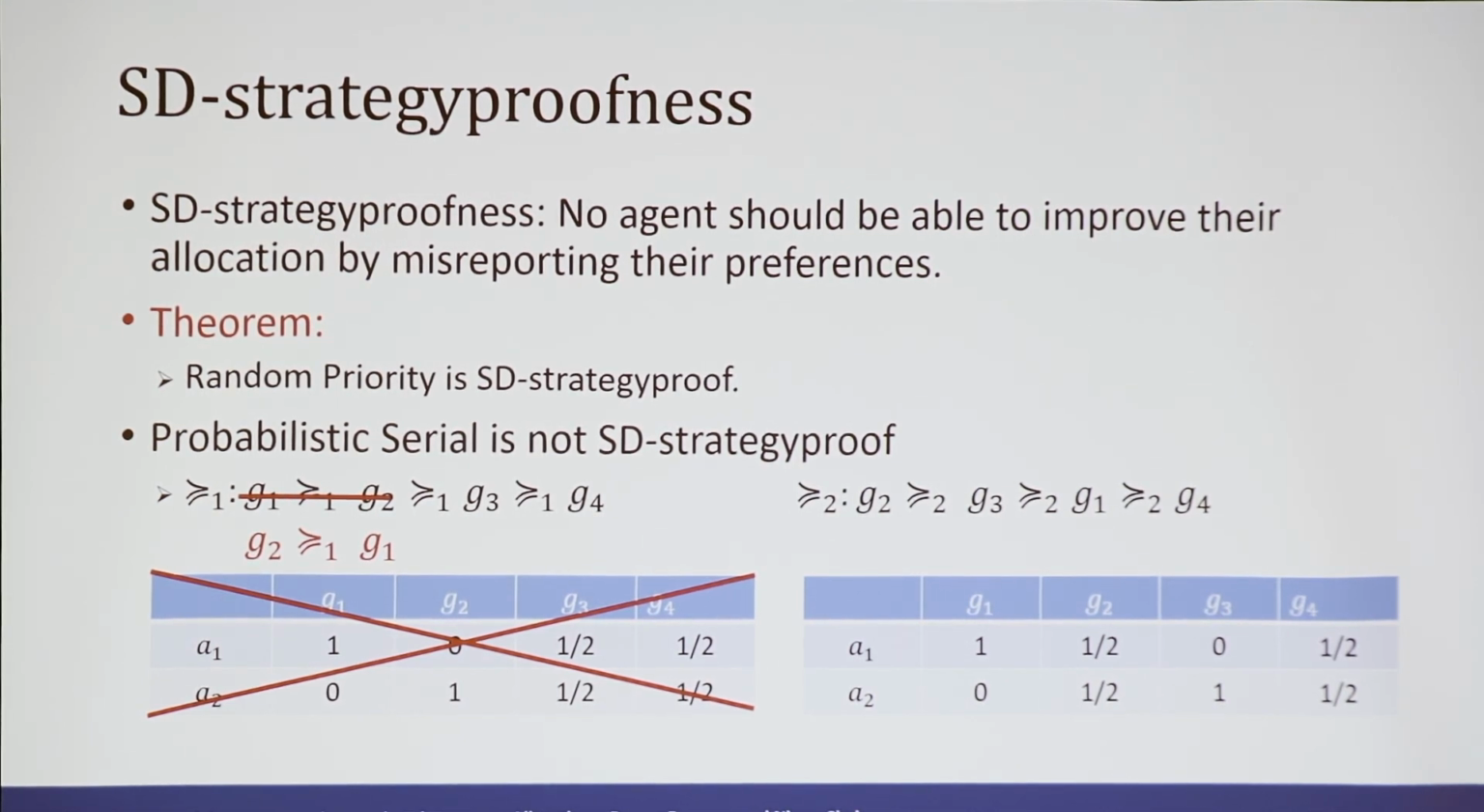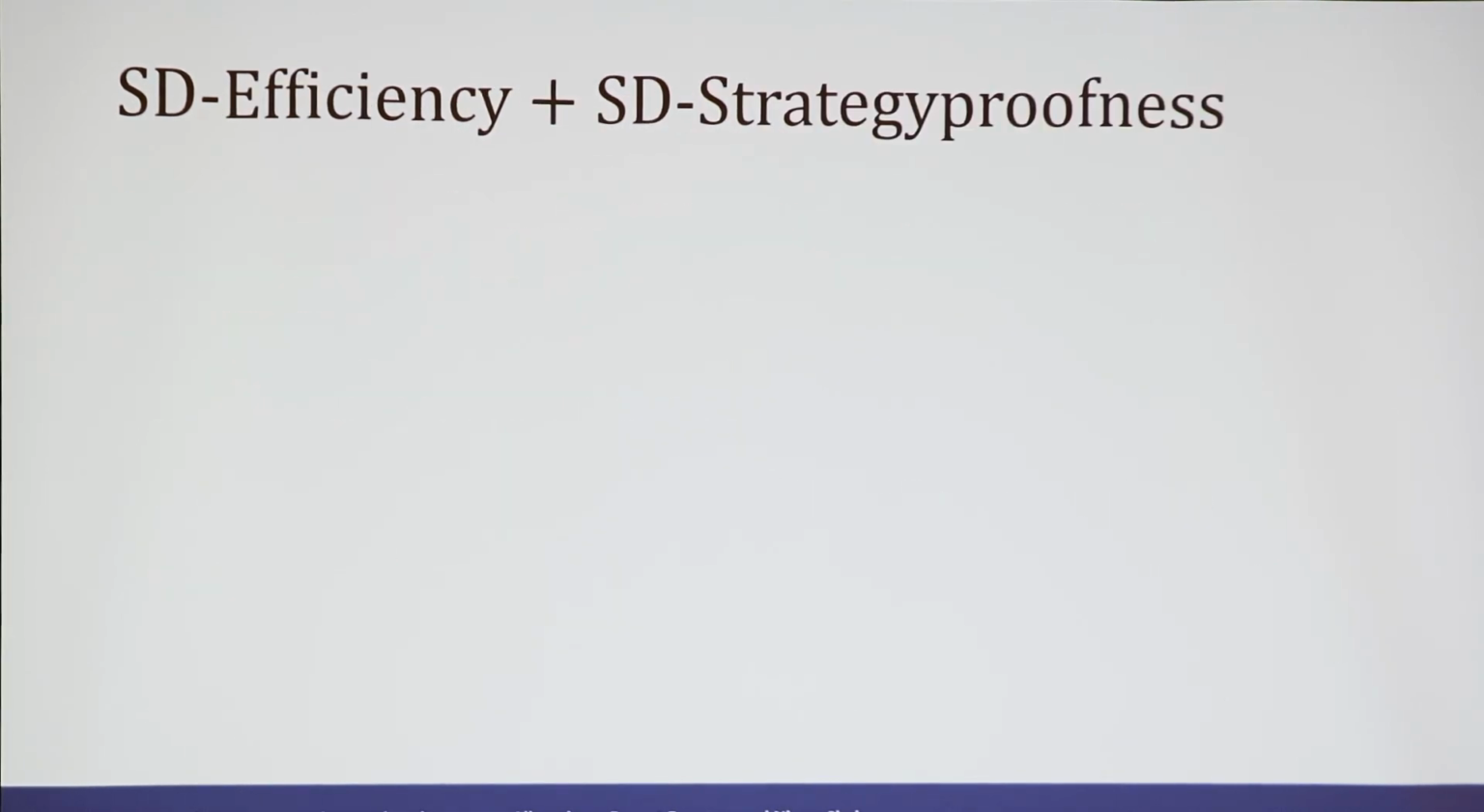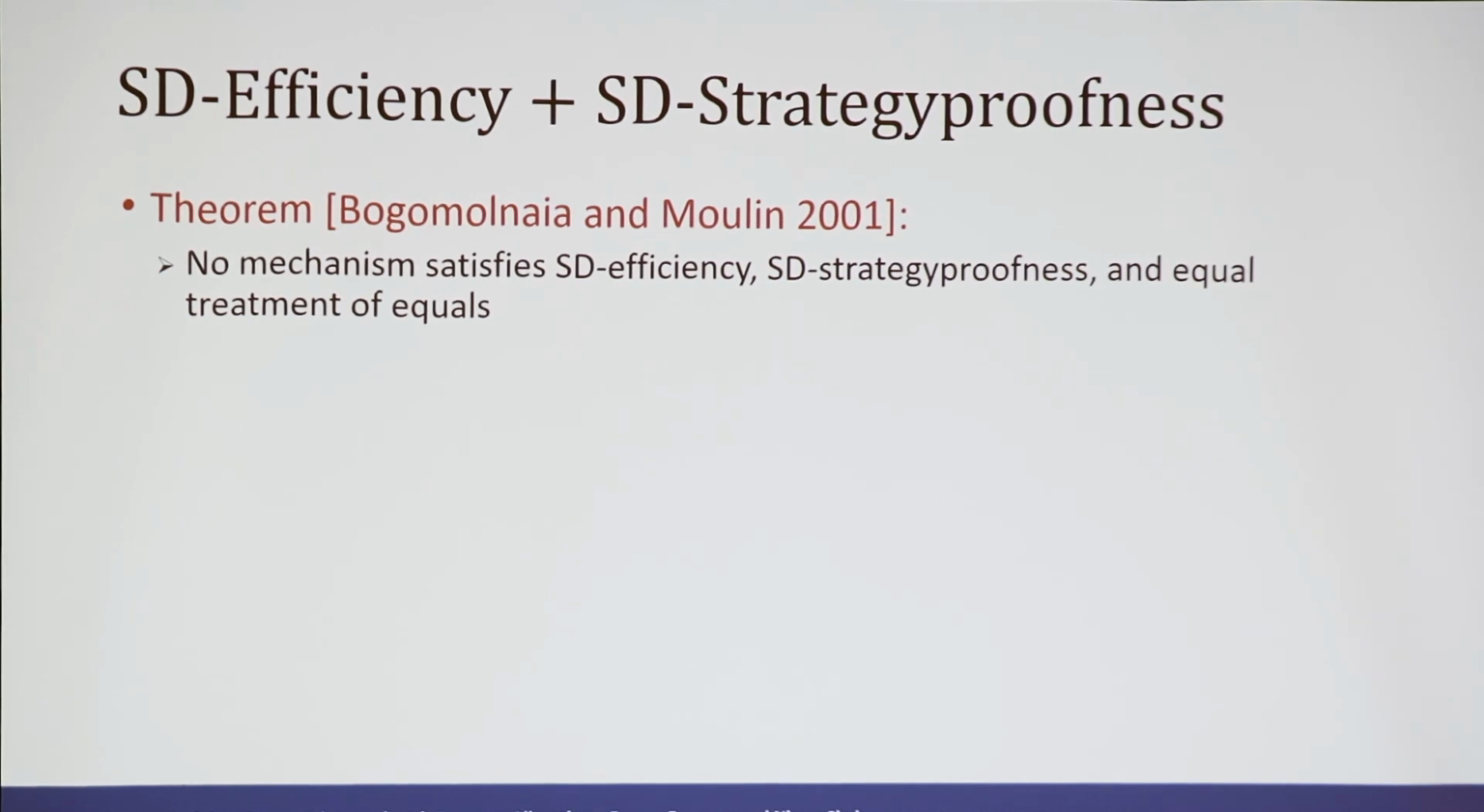All right, so we have two mechanisms. Each of them satisfies one of these properties. It's perhaps not surprising that there's actually an impossibility. Subject to this equal treatment of equals condition, which is a weak condition saying you shouldn't favor some agents over others, you can't get SD efficiency and SD strategy proofness together.